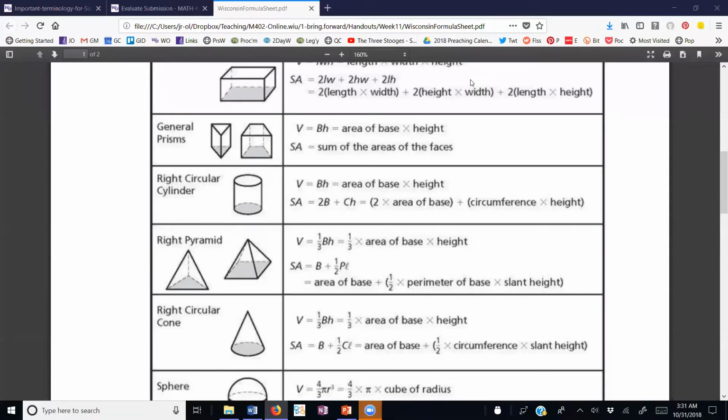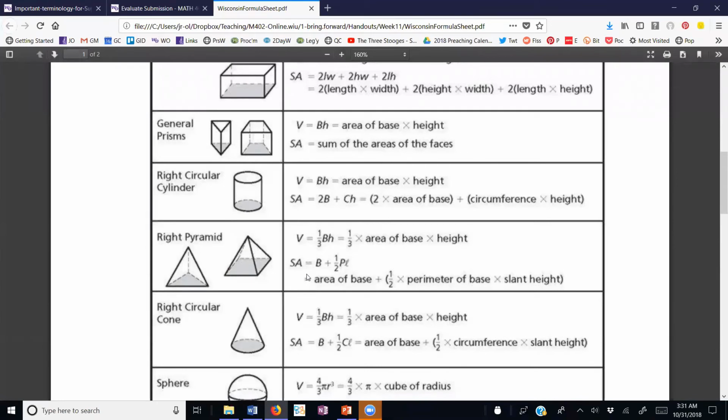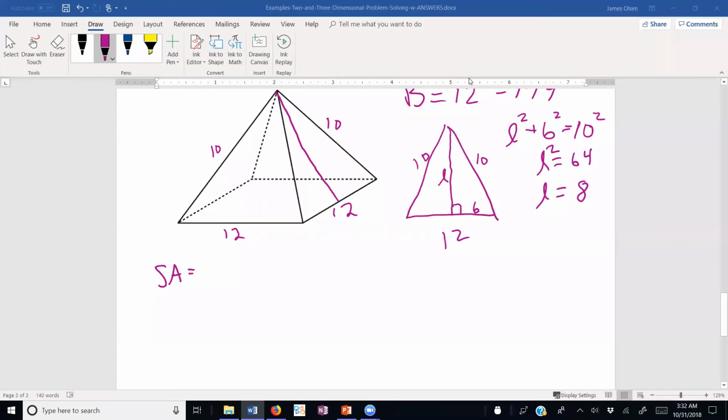So if we look at our formula sheet here for the pyramid, the surface area is the area of the base plus 1/2 PL, which is 1/2 times the perimeter of the base times the slant height. And it might be interesting to determine where that formula came from. So writing down our formula, we have the area of the base plus 1/2 PL.